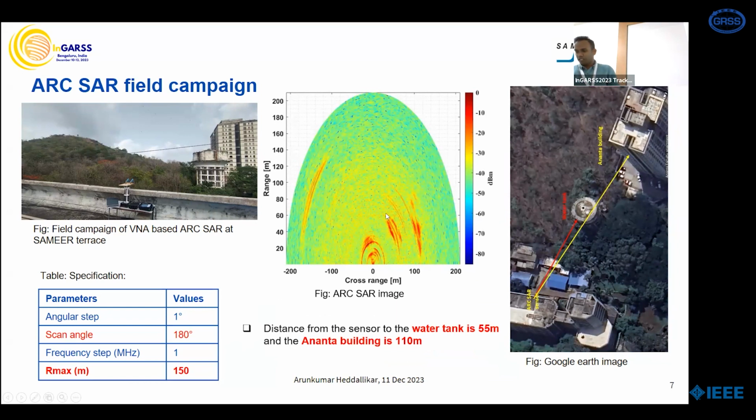This is the backscatter from the water tank, and this is from the residential building. Like this, we can clearly correlate the experimentation with the Google Earth image.